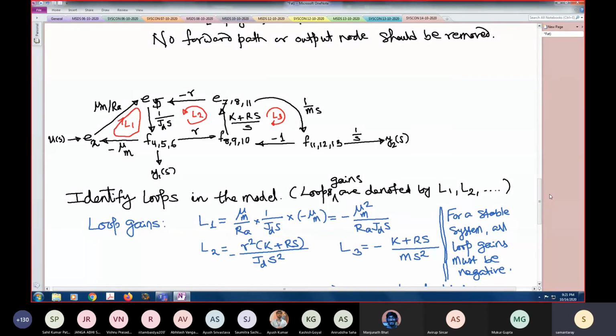So we have 3 loops, L1, L2, L3, and 2 non-touching loops, L1 plus L3. One node is enough, one common node is enough to call them touching loops. If one node is shared, then it's enough to say they are touching.